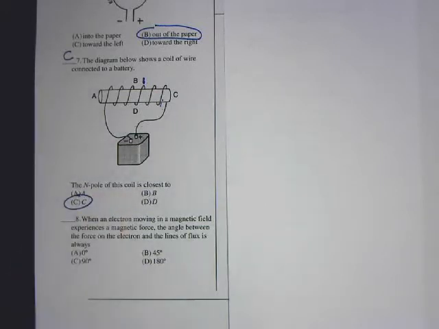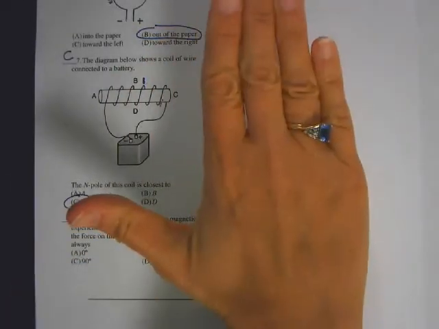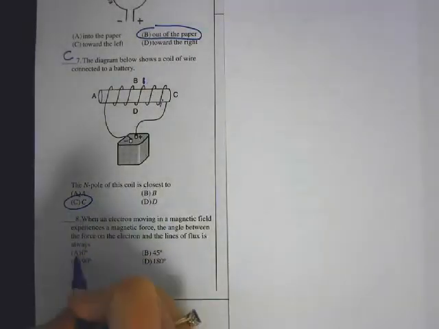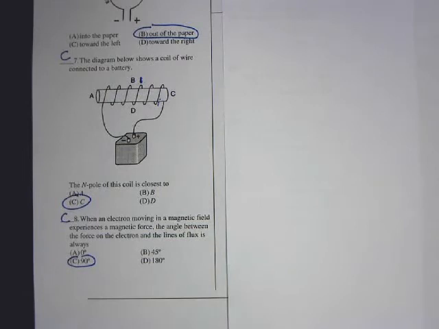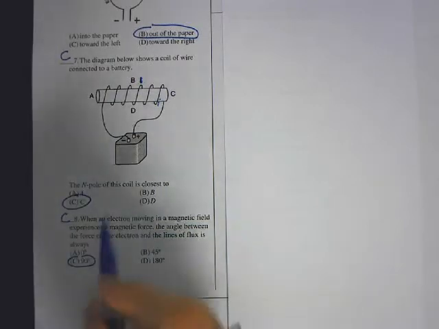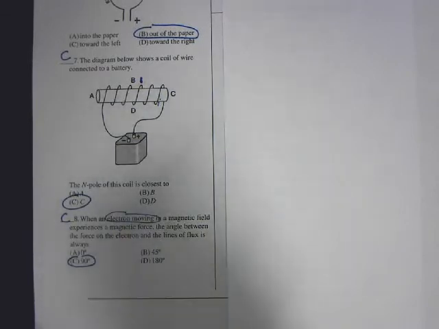Number 8, when an electron moving in a magnetic field experiences a magnetic force, the angle between the force and the electrons and the lines of flux is always. This is just the definition of the right-hand rule. So these are always what? They're perpendicular to each other, and perpendicular is what? 90 degrees. Remember, the electron's moving, that's your thumb. The magnetic field is your fingers, and they're always perpendicular, so that's why it's 90 degrees.